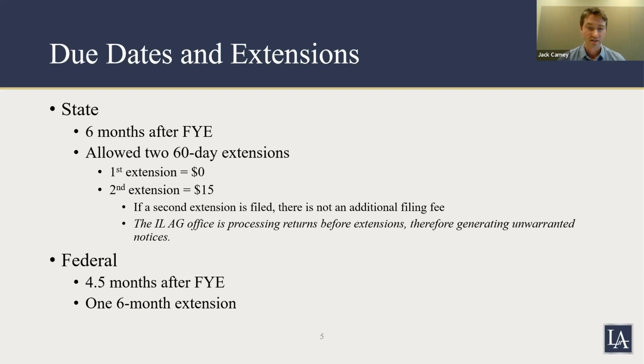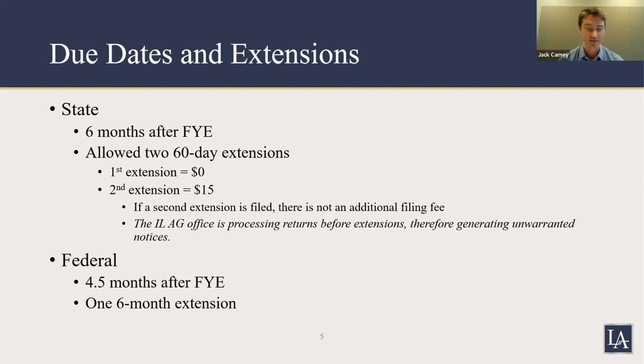One note here I'd like to mention is the AG office, they're processing the returns before the extensions when they receive them. So what's happening with a handful of clients is that they're receiving unwarranted notices because the state is seeing a return that was accepted after the due date, but since they haven't processed the extension, they haven't seen that. So some of these notices are going out automatically. Nothing to worry about, but I think something worth mentioning.